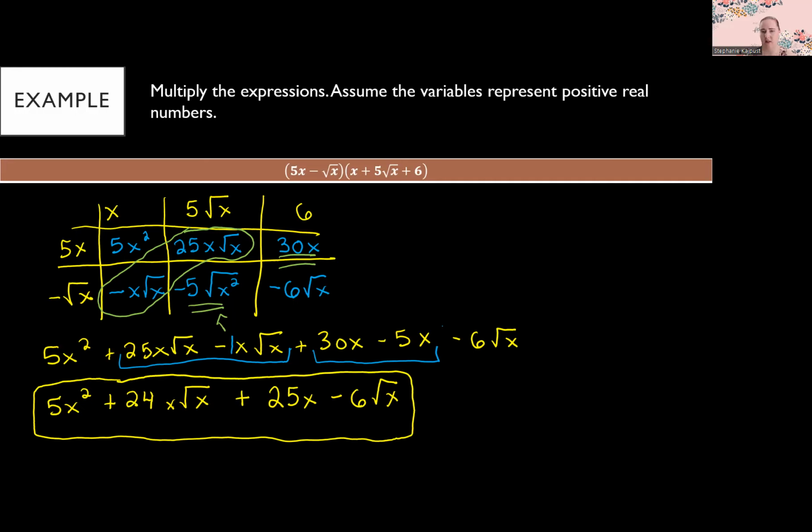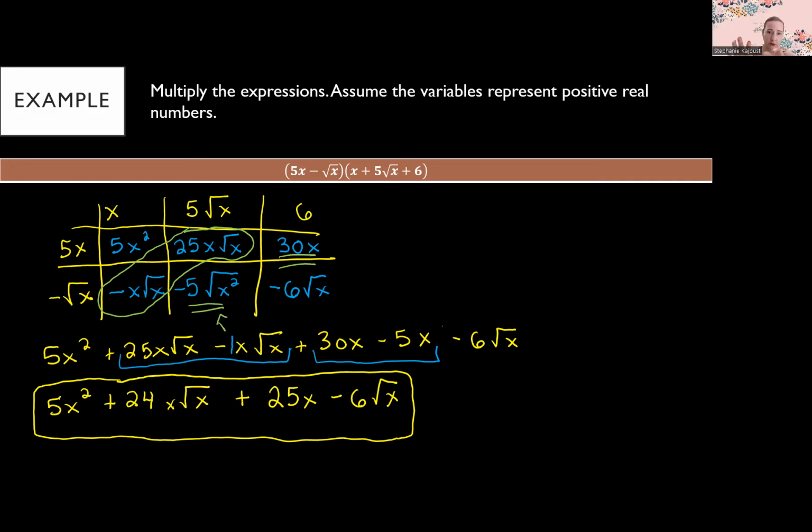So you have 5x squared plus 24x times the square root of x plus 25x minus 6 square root of x. So when you multiply, if you have a lot of things going on, it's helpful to make a table and just work very slowly when you do these so that you don't accidentally mess something up.